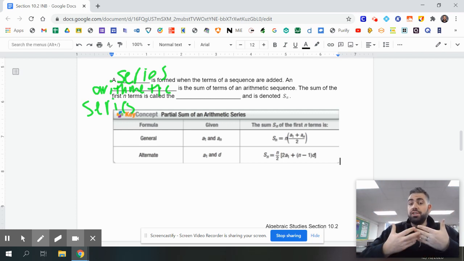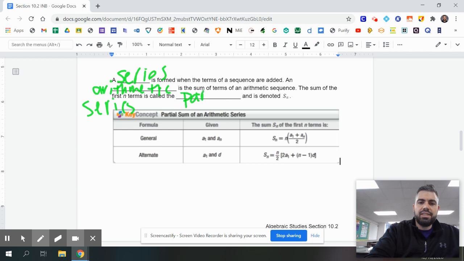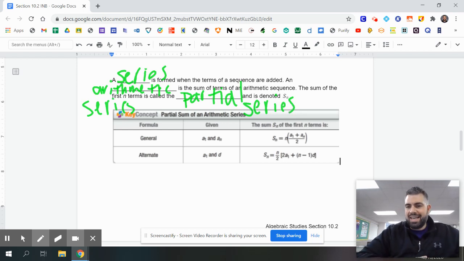So a series is just a single number, okay? Now, the sum of the first n terms is called a partial series. We call that partial because it's not the whole thing, right? And we denote a partial series as S sub n.